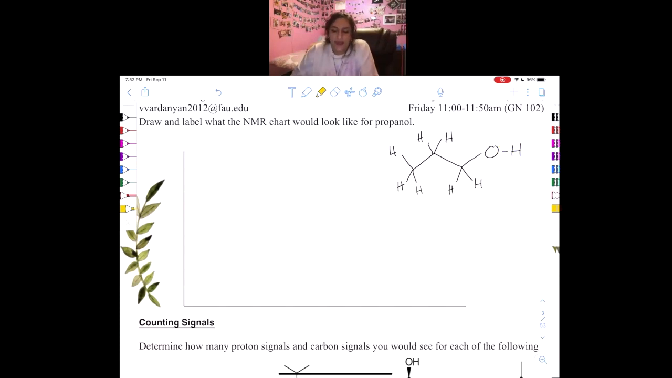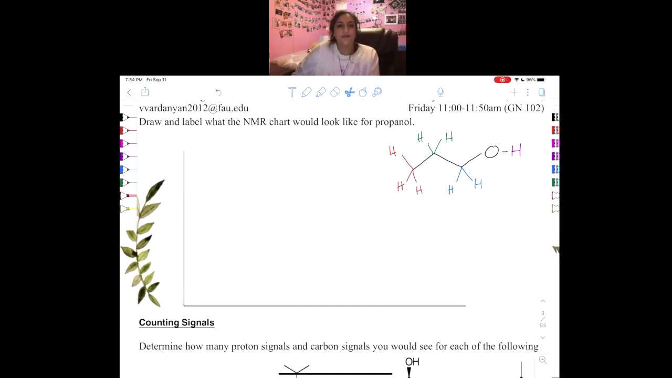Next up, we have this carbon, which has 2 hydrogens on it. That is going to be our second signal. One carbon over, we have these 2 hydrogens. They are their own separate signal. And last but not least, these 3 hydrogens will be their own signal. I have gone ahead and color-coded these based on what we talked about.